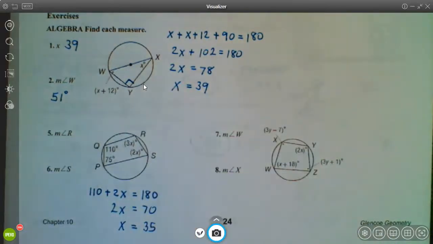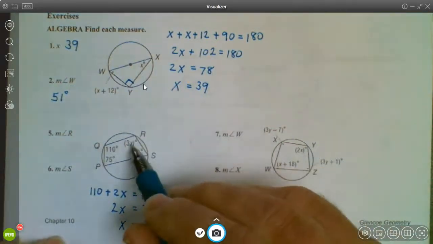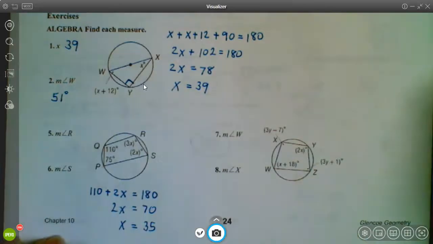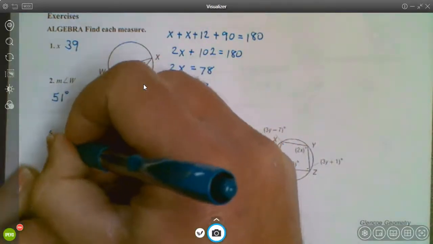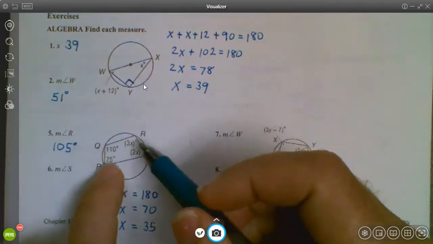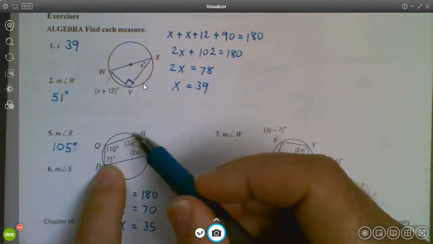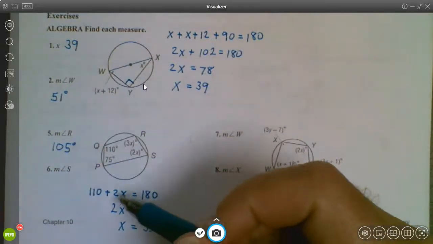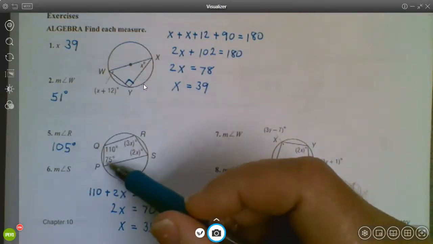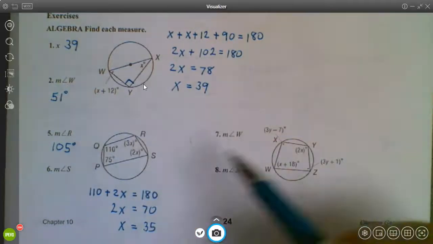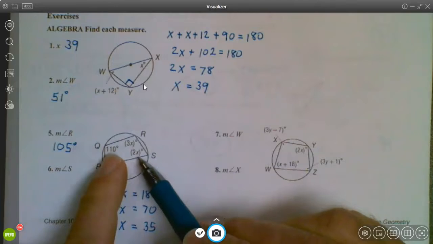Okay, so we need to come up with angle R. Now that we know that x is 35, we'll look at angle R. Angle R would then be 3 times 35, which is 105 degrees. That makes sense because if that one's 70, this one has to be 105, because they have to add to 180. The other approach we could have taken for angle R would have simply been to say 180 minus 75 is 105. Two different ways you could approach this.